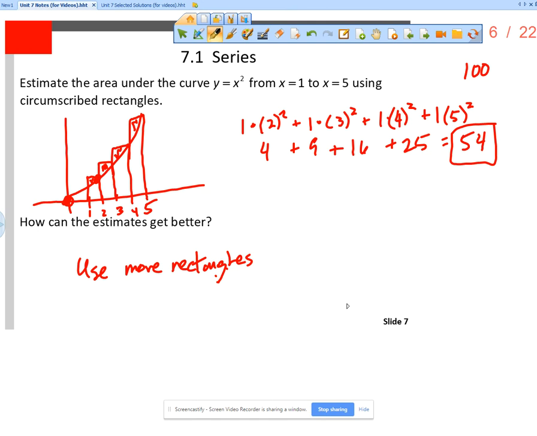Right? And so the idea was, well, okay, so how are we going to get better estimates if we use more rectangles? Well, remember, the more I minimize this overestimate here, I'm going to get closer and closer to the true value. So the question then is, well, how can we get the true value, right? It's not geometric, right? This is a curve. So that's really what we hope to accomplish here.